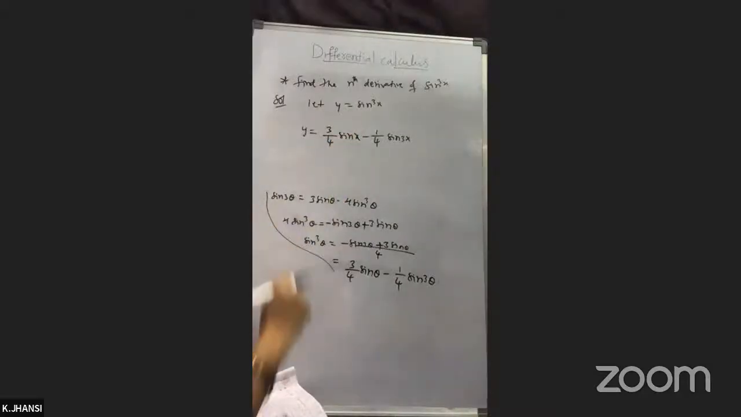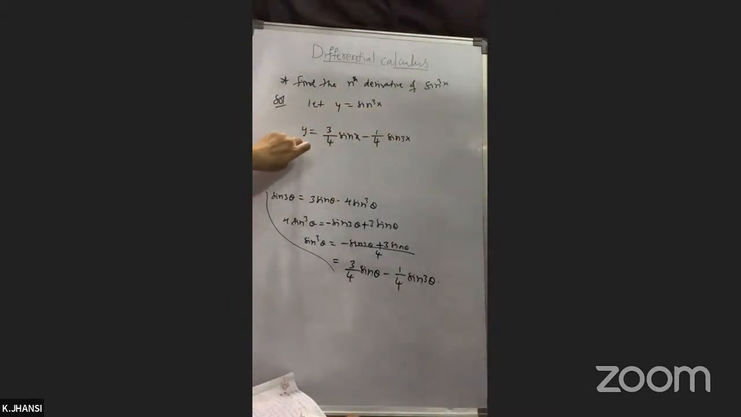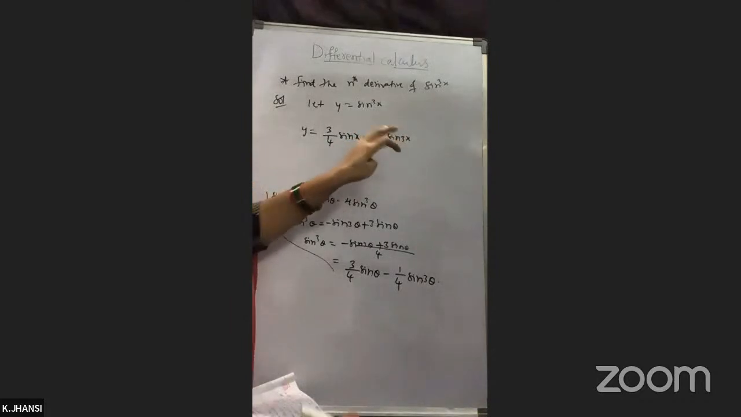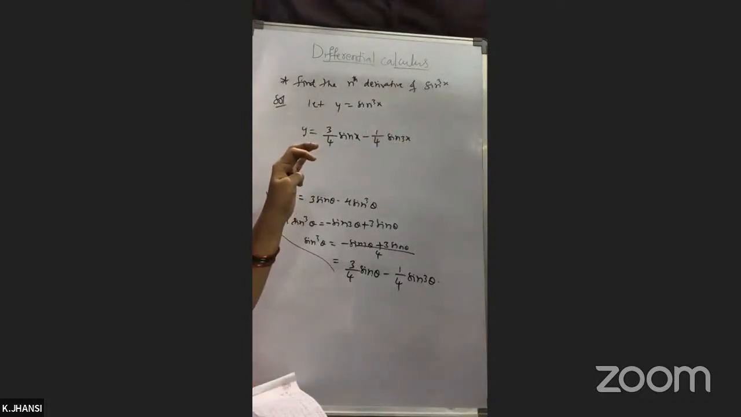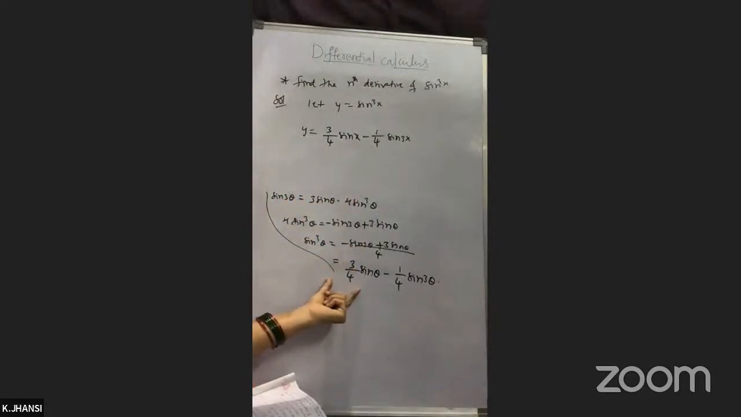Okay. So we got y equals sine cube x. From that we have converted it as y equals 3/4 sin x minus 1/4 sin 3x. So how we got this one? From this formula we got.